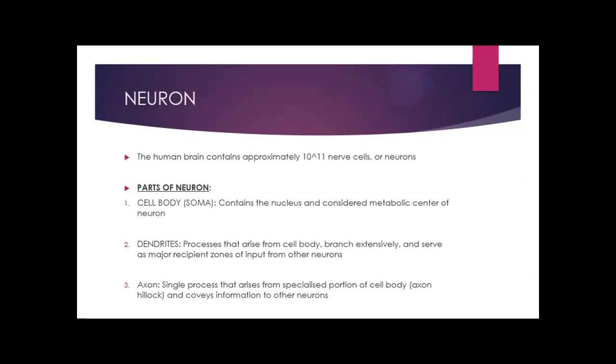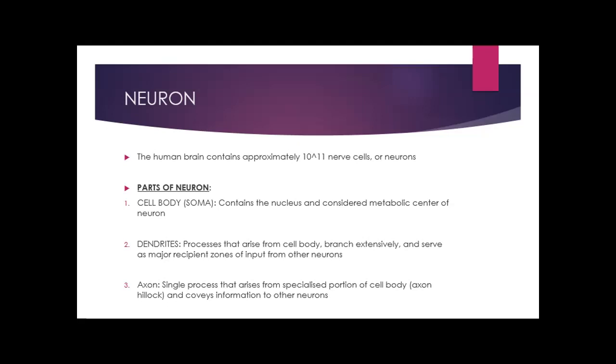First, let's talk about the neuron. The human brain contains approximately 10 raised to the power 11 nerve cells or neurons. There are 4 parts of neuron. First is the cell body or soma, which contains the nucleus and is considered the metabolic center of neuron. Second are the dendrites, which are processes that arise from the cell body, branch extensively, and serve as major recipient zones of input from other neurons.